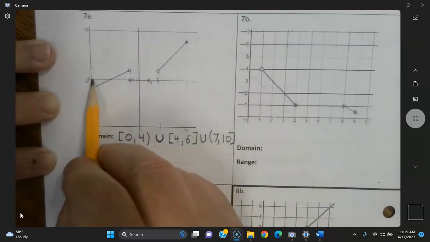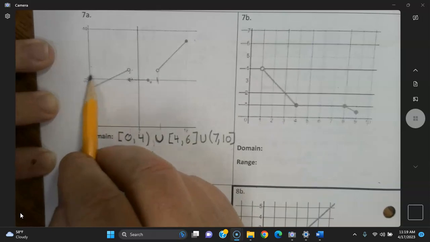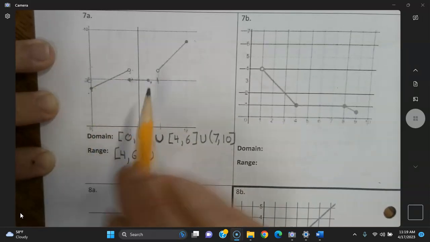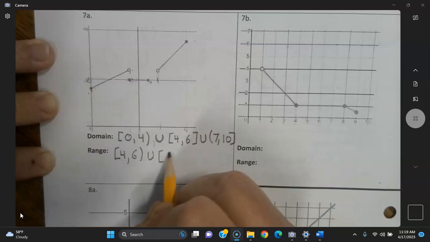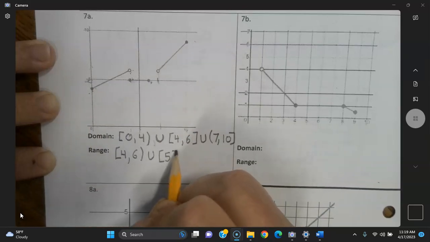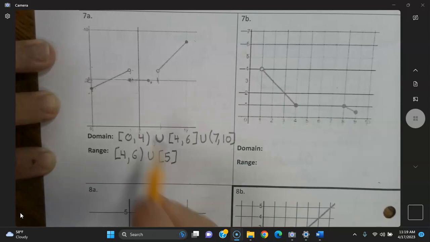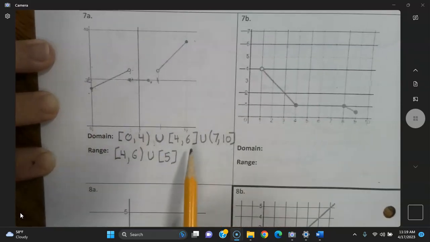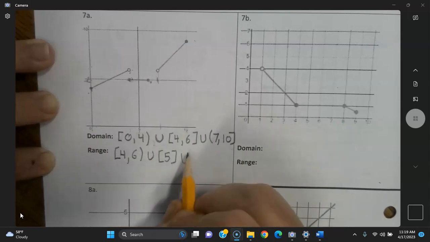And on the y-axis, this is simply 5. See, it lines up with the 5 right there. So it's simply going to be square bracket 5. It just goes from 5 to 5, so you just have a single number there. This right here is 5 because of that. Okay, then you union that with this line.